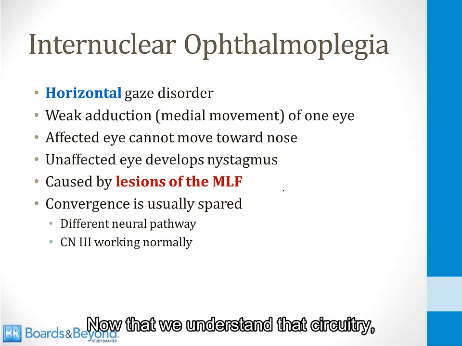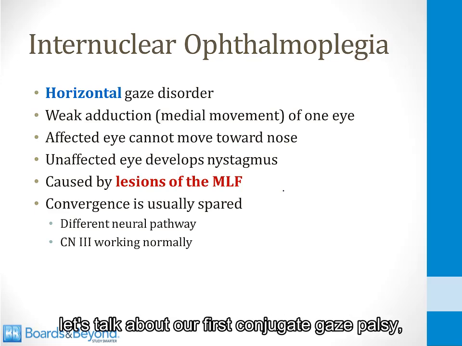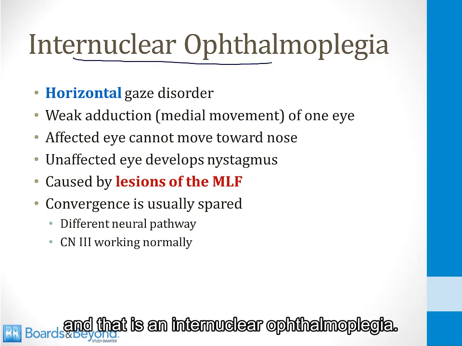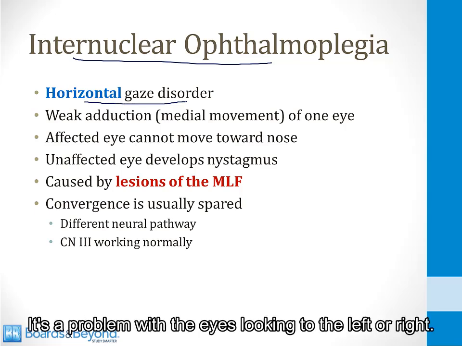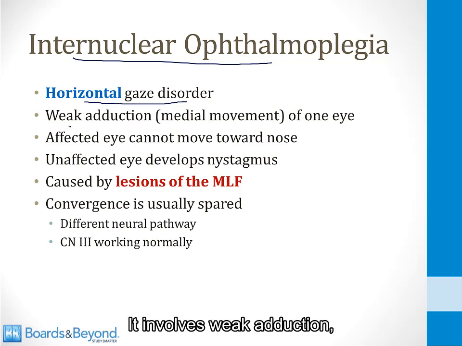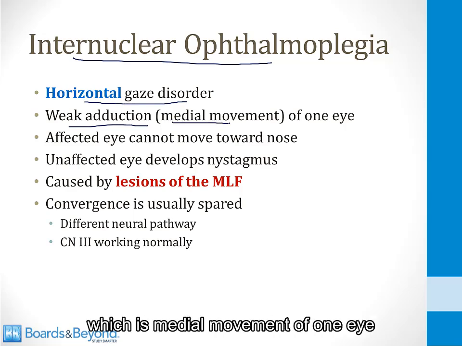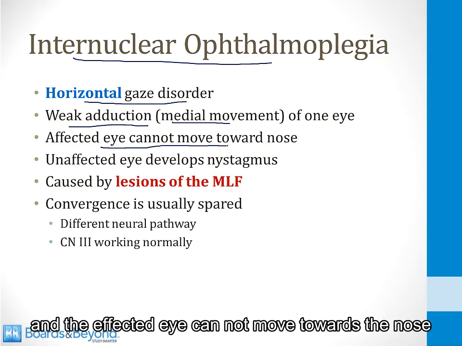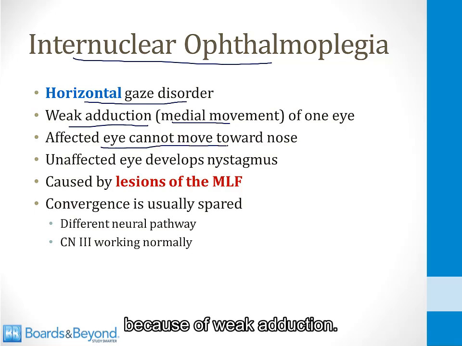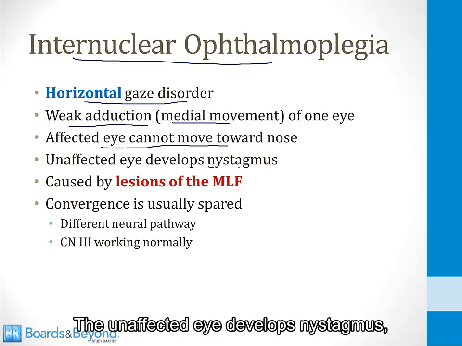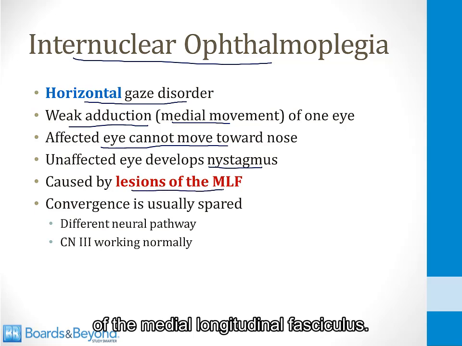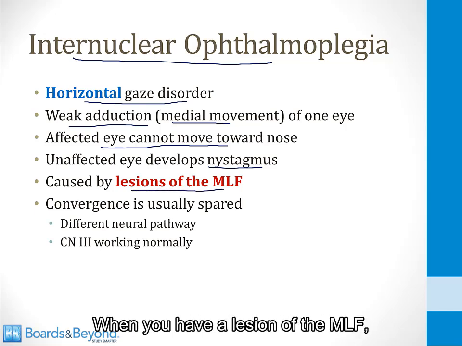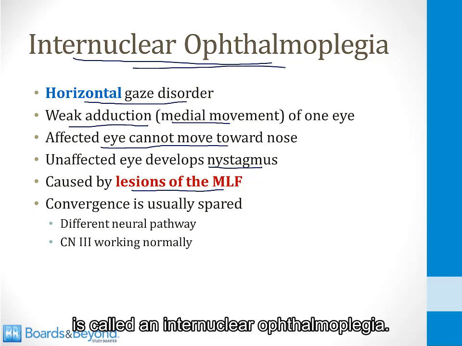Now that we understand that circuitry, let's talk about our first conjugate gaze palsy, and that is an internuclear ophthalmoplegia. This is a horizontal gaze disorder. It's a problem with the eyes looking to the left or right. It involves weak adduction, which is medial movement of one eye, and the affected eye cannot move towards the nose because of weak adduction. The unaffected eye develops nystagmus, which we'll talk about in a minute, and this problem is caused by lesions of the medial longitudinal fasciculus. When you have a lesion of the MLF, the clinical syndrome you develop is called an internuclear ophthalmoplegia.